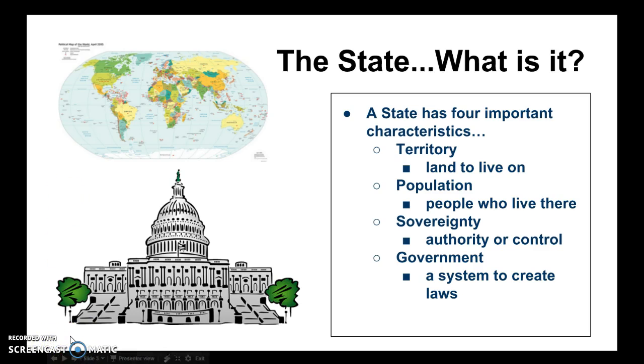As you're answering those questions, remember that a state has to have all four of those characteristics. A state has to have territory, population, sovereignty, and government. And if you're having any trouble coming up with answers for those, just jot down your thoughts or jot down your questions. This will be certainly something that we cover in class together.